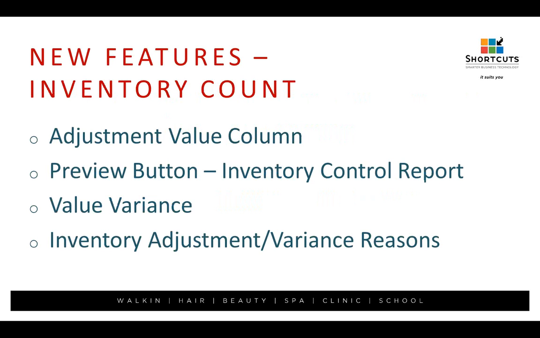So, new features in the inventory count section. There is now an adjustment value column, which will tell you if there is a value variance. There's also a new preview button that will preview the inventory control report for you. So instead of printing it, you can preview it directly from that screen. Based upon the adjustment value column, it will show the dollar amount of value variance. And then the inventory count adjustment reasons and variance reasons, we'll take a look at where you can set those up.